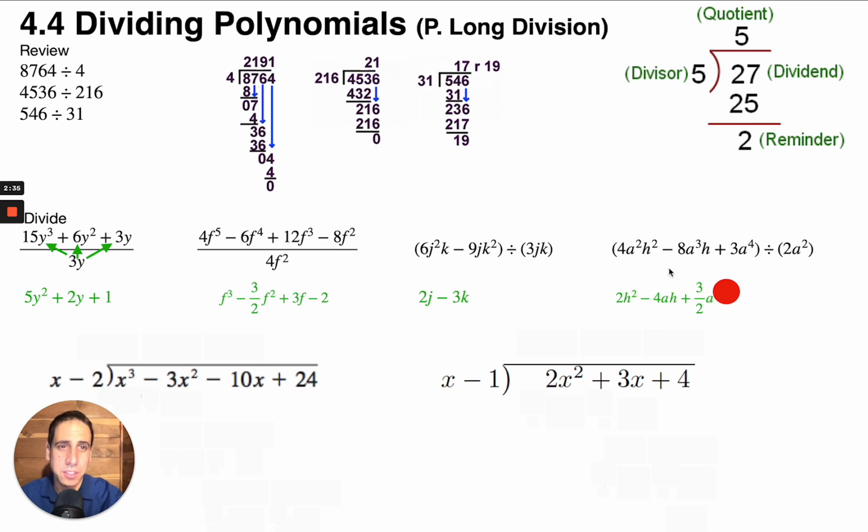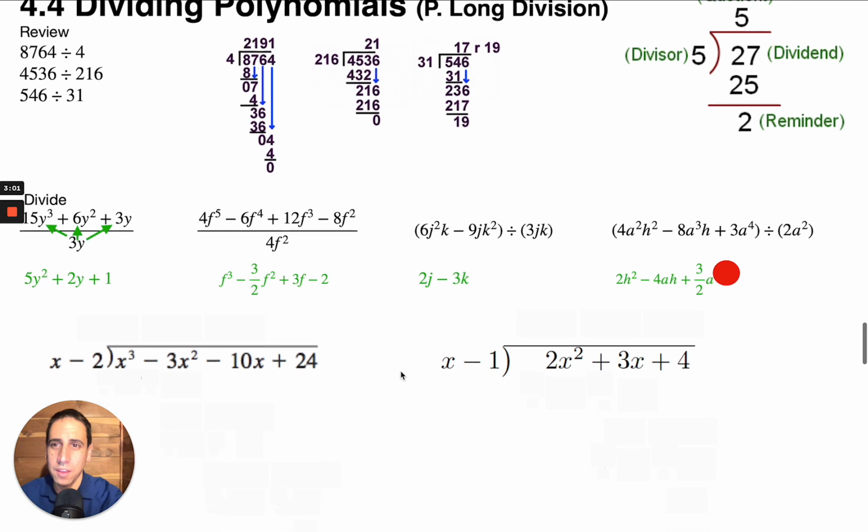And then we get 8 divided by 4 is 2. 8 divided by 2 is 4. a cubed divided by a squared is 8a, because 3 minus 2 is 1. And then h divided by h is also 1. Then we have 3 divided by 2 is 3 halves. a to the fourth minus a divided by a squared. You have to do the subtraction to figure out the new exponent here, and I'll let you do that.